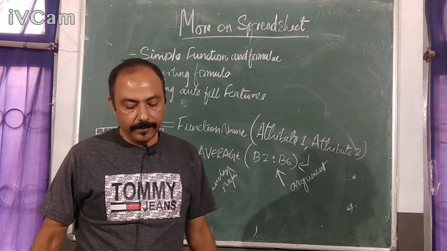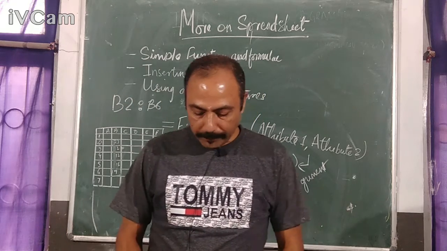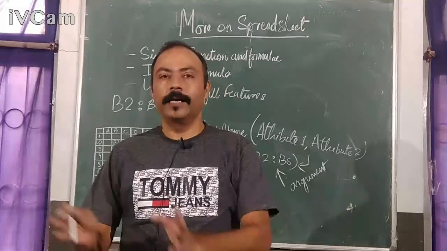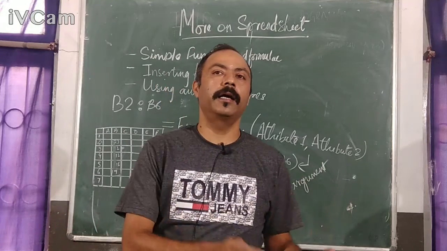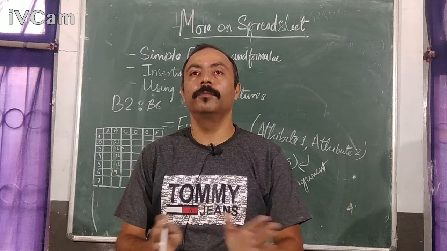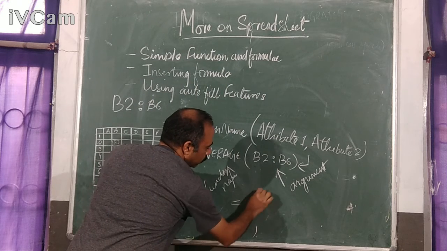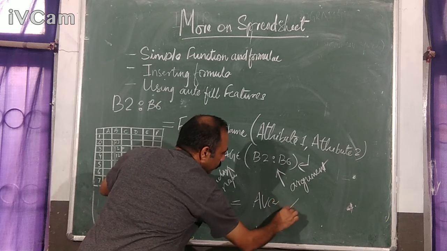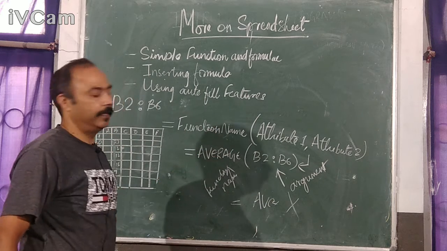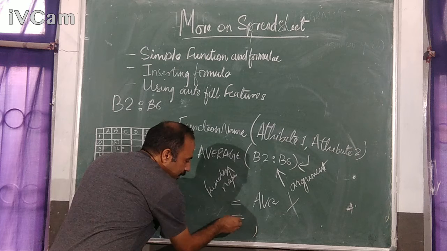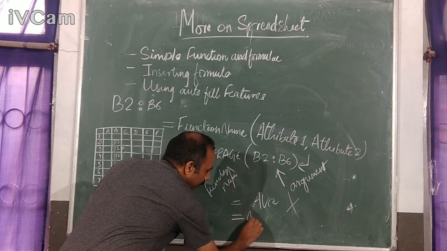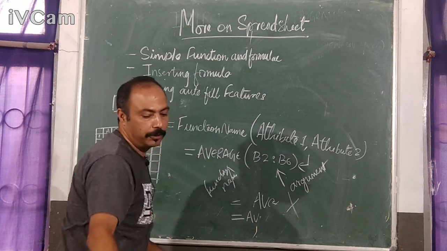The second rule is that there should be no space between the equals to sign and the function name. If you write the equals to sign, leave a space, and then write average, this will be wrong. It will give you an error. So there should not be any space between the equals to sign and the function name. This you need to remember.